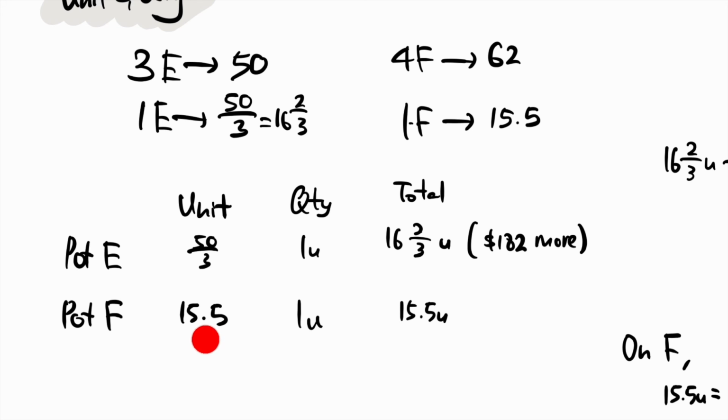We are told the quantity is the same for both pots. So if it's 12, this is 12 as well. This is 24, 24, 36, 36. Doesn't matter. I'll call it the same thing, 1 unit. So this will therefore be 16 and 2/3 times 1 unit. 15.5 times 1 unit will get us 15.5 units. Next, we are told this costs $182 more. Therefore, the difference is representing $182.